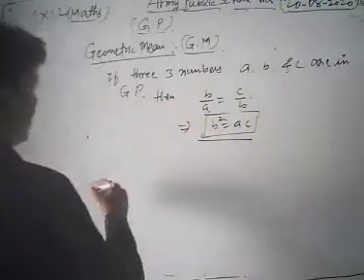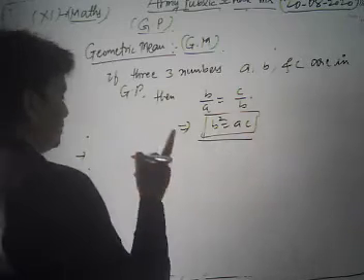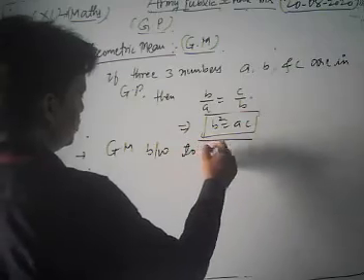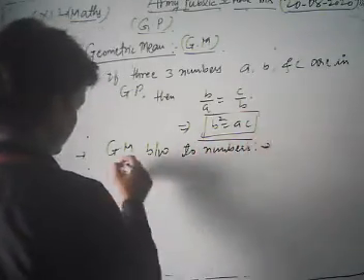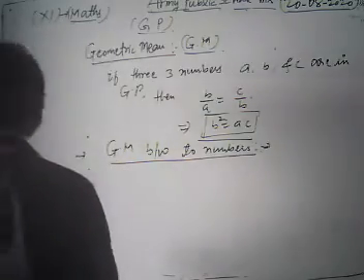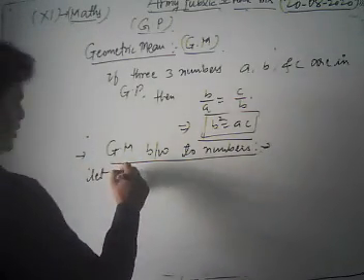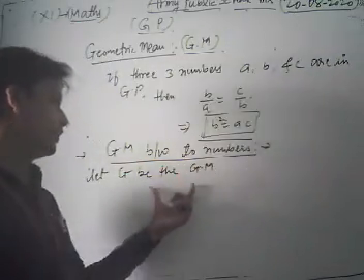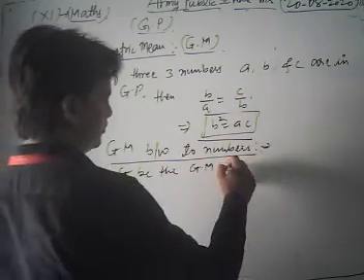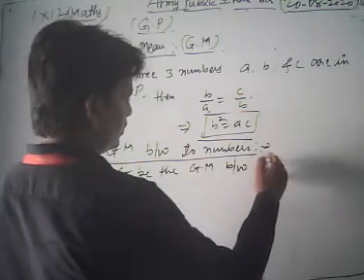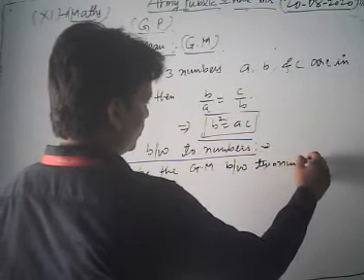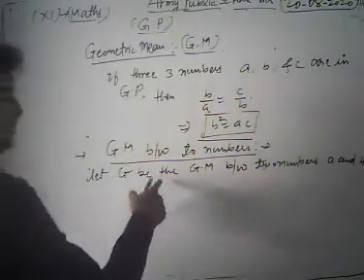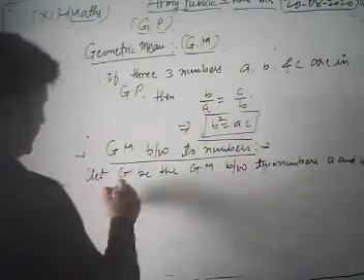First we discuss the geometric mean between two numbers. Suppose we take capital G as the geometric mean between two numbers A and B.